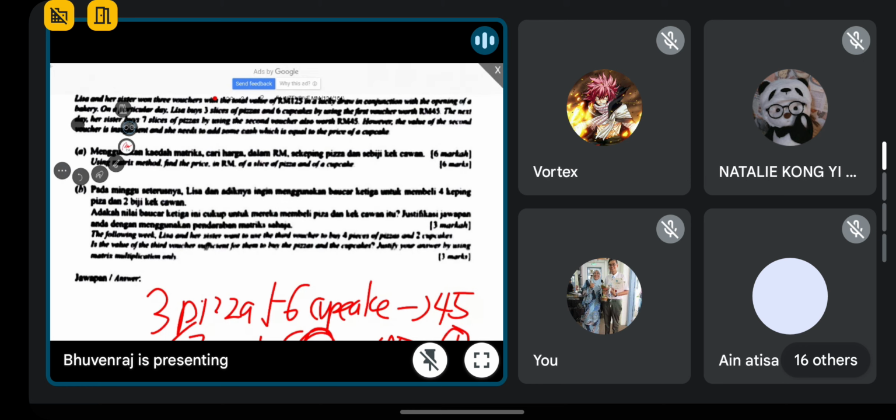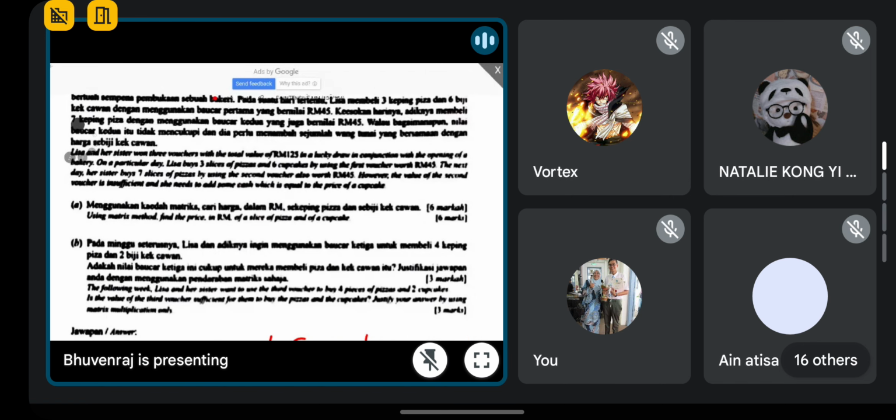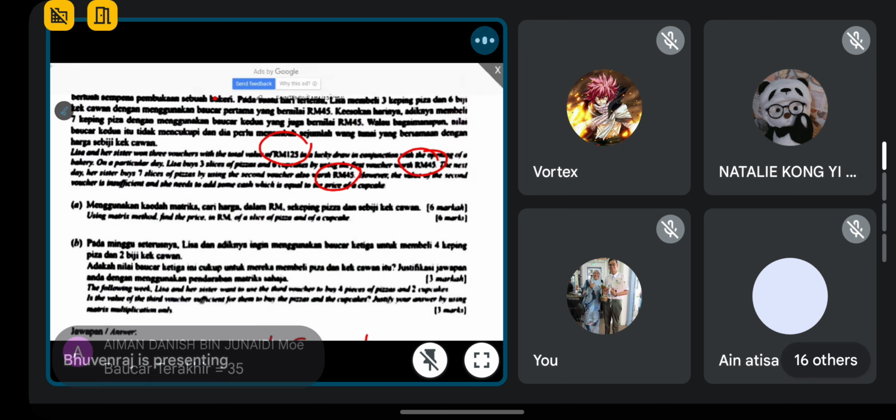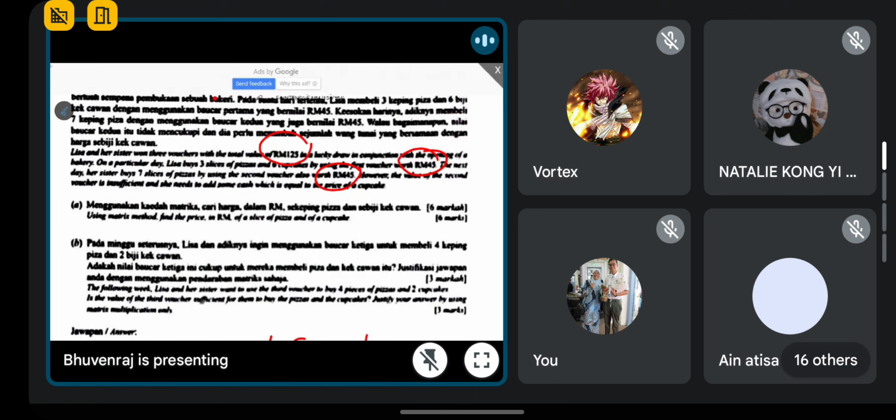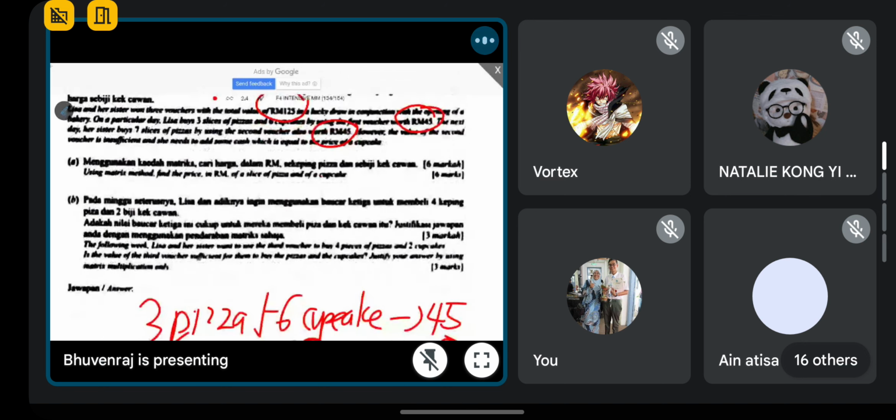Okay, so now you must realize, guys, ada 3 voucher kat sini. The total value is given here, 125. So can I ask you guys, first voucher 45, second voucher 45. So third voucher value how much, guys? Apa nilai voucher ketiga tu? Yes, very good, 35. You just take 125 minus 2 times 45. So you get 35. Okay, so that's an important info.